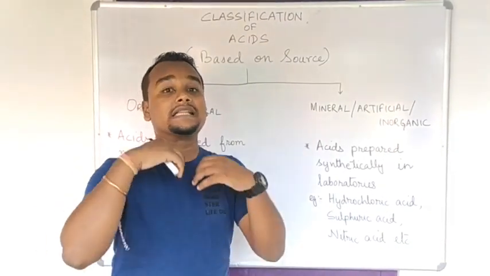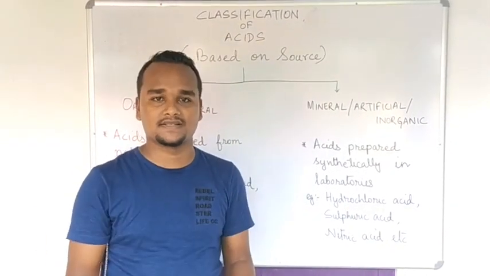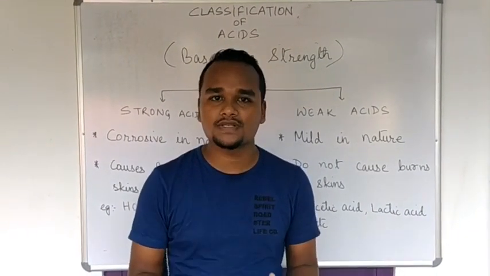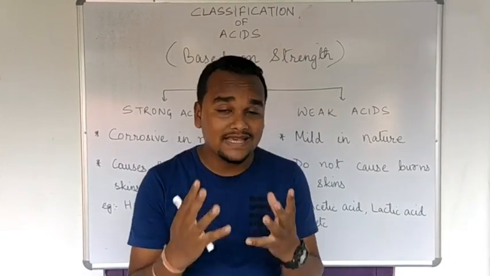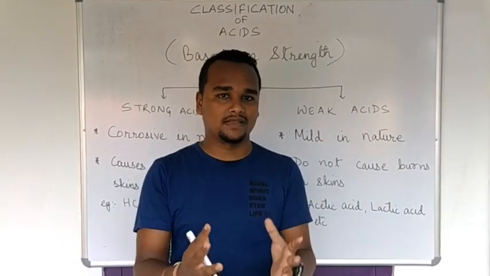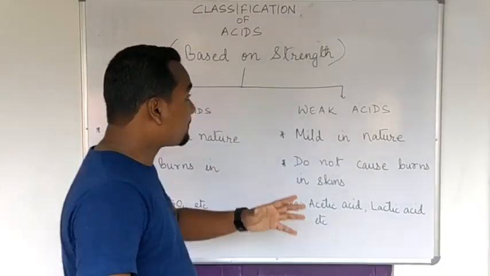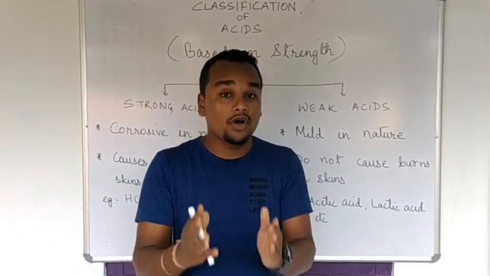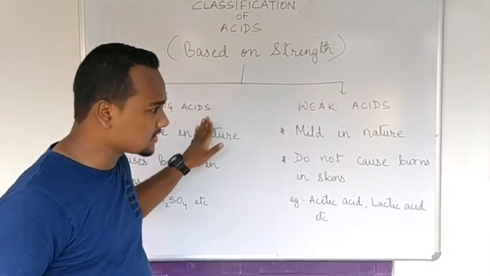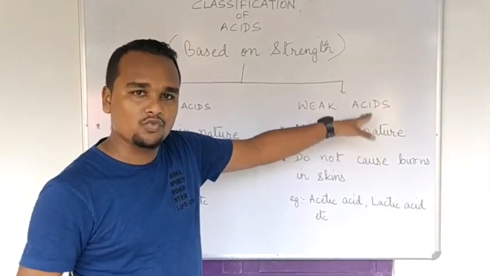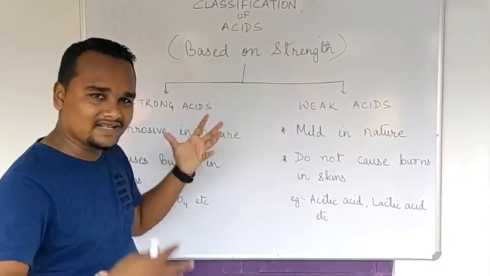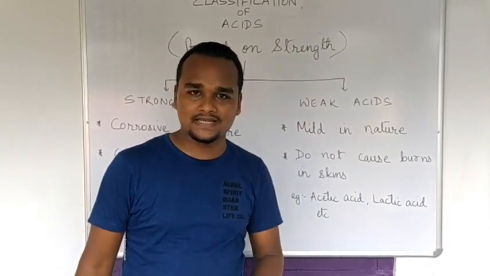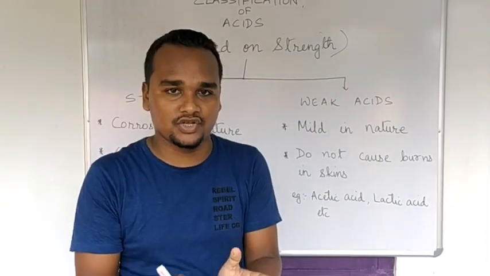Now let us see the next classification of acids. After discussing the classification of acids based on source, let us classify these acids based on their strength. Based on strength, acids have two categories: one is strong acid, another is weak acid. What are the characteristics of strong acids? They are corrosive in nature.